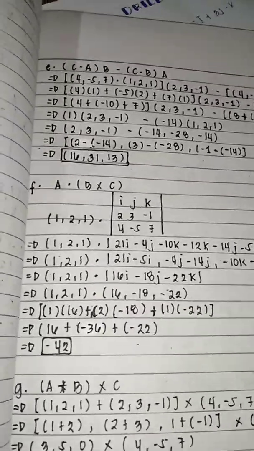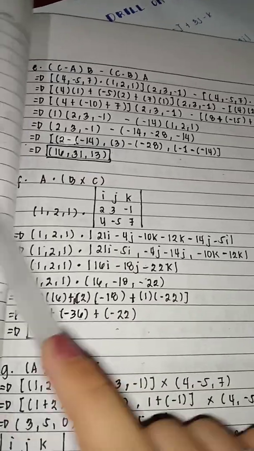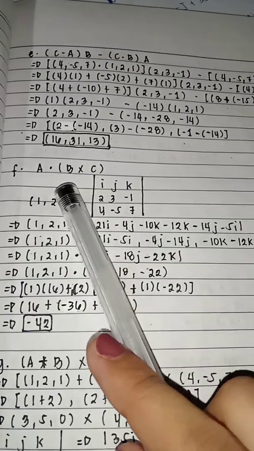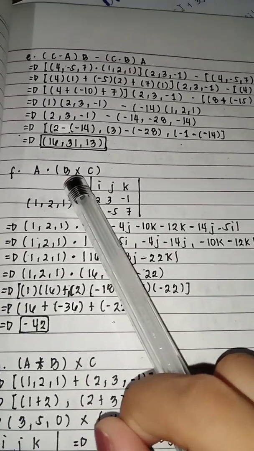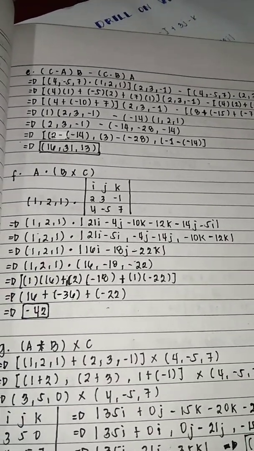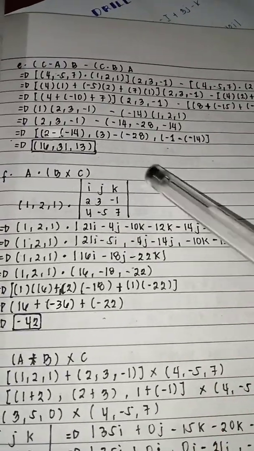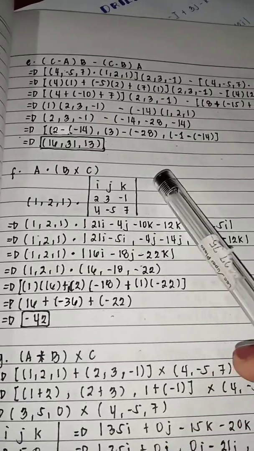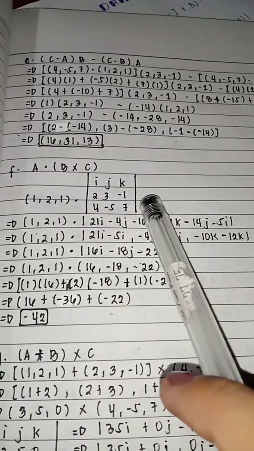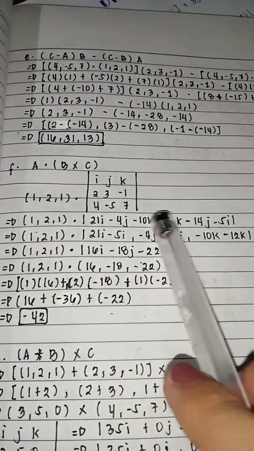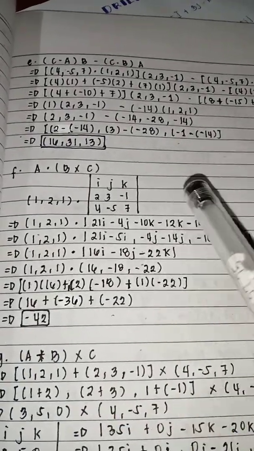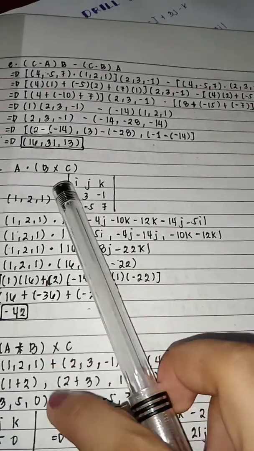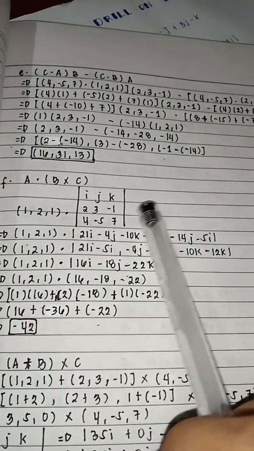So let's proceed to letter F. A dot the answer of B cross C. So first thing to do is to get the answer of B cross C. Since the value of our B is 2, 3, negative 1, and C is 4, negative 5, 7, to compute B cross C, we will use the determinants as follows.